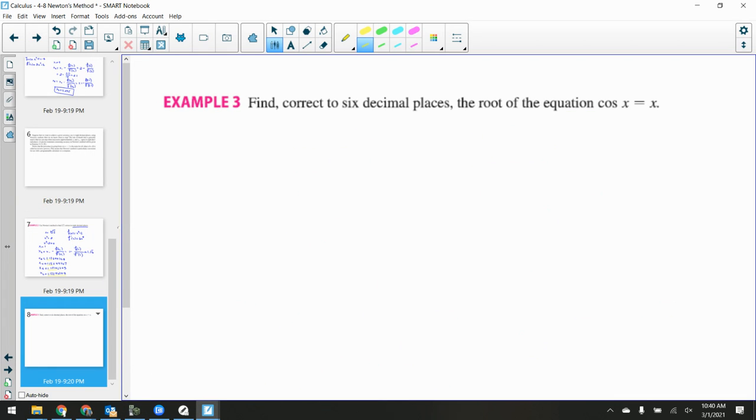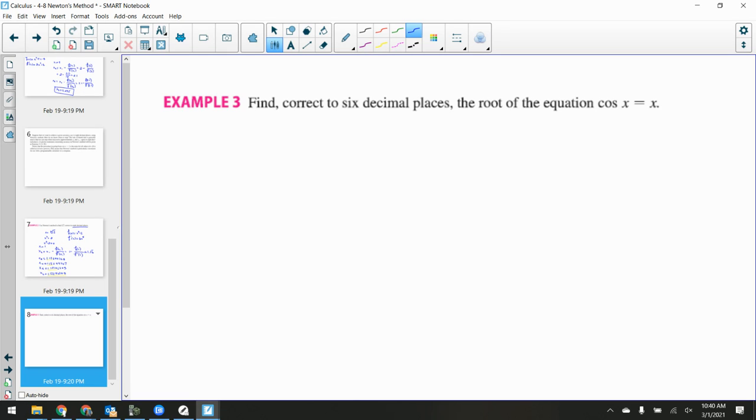Let's try that again. Find correct to 6 decimal places, so I don't need to go to 8, just 6, the solution to the equation cosine x is equal to x. See, I can't solve this algebraically, right? There's no way I could possibly solve cosine x is equal to x. I don't even know where to begin. We'll take a look at where to begin in a second.